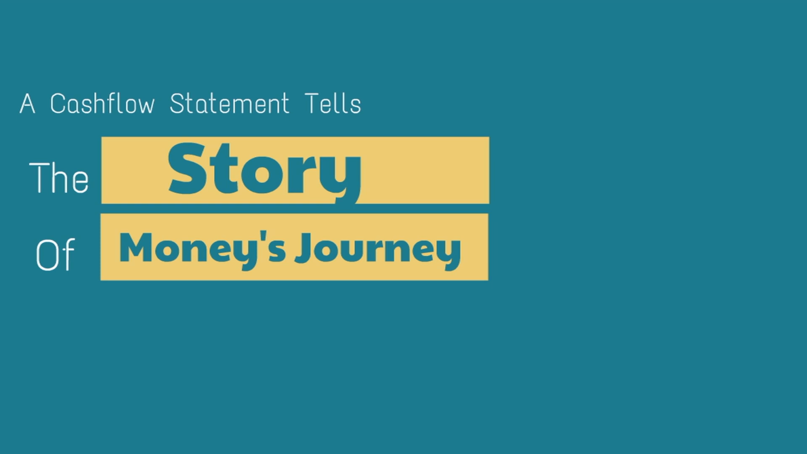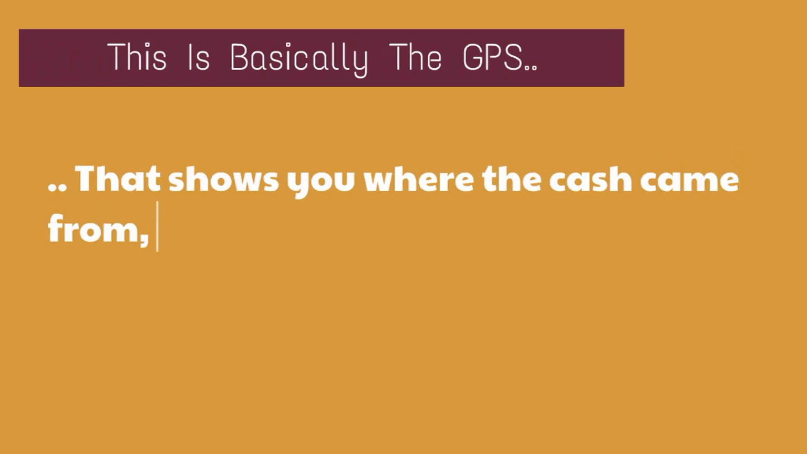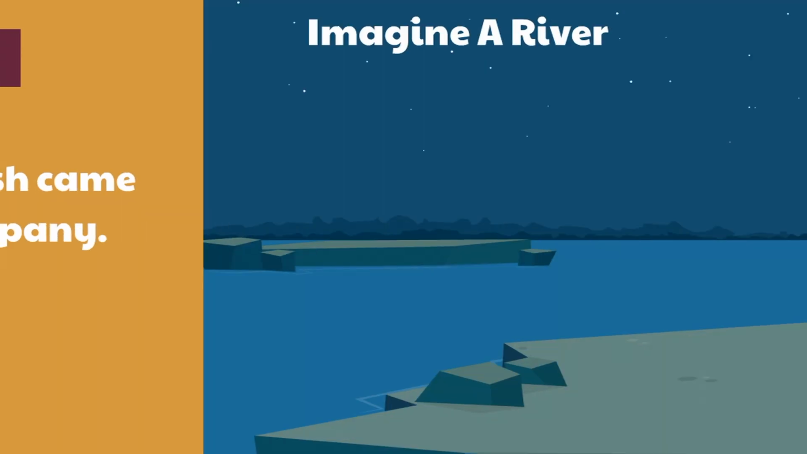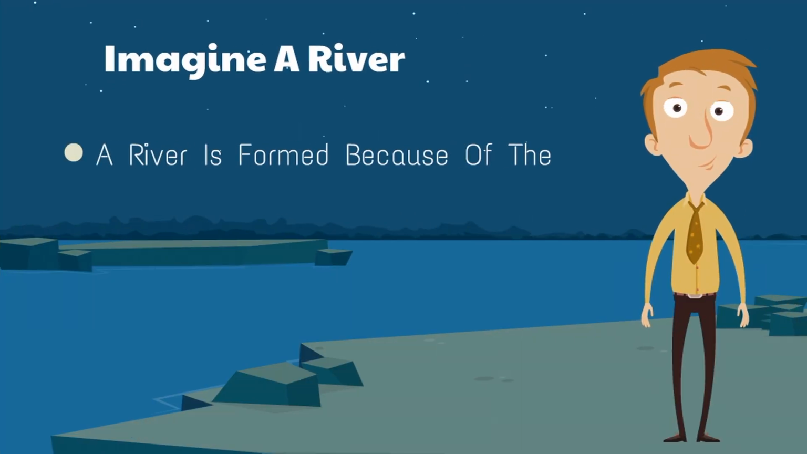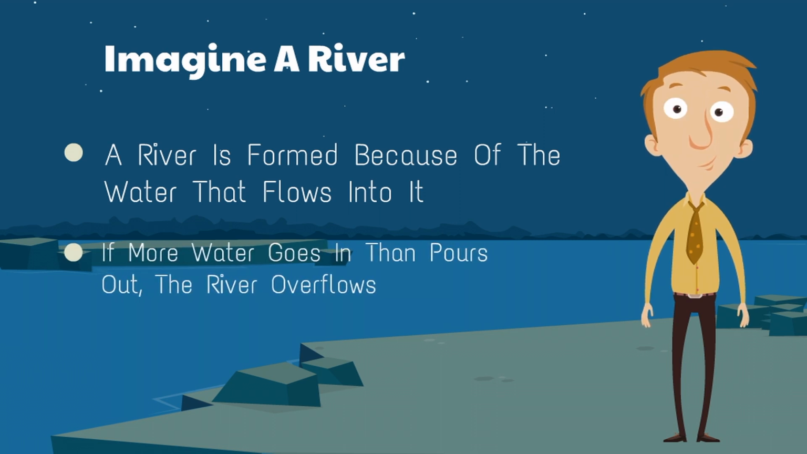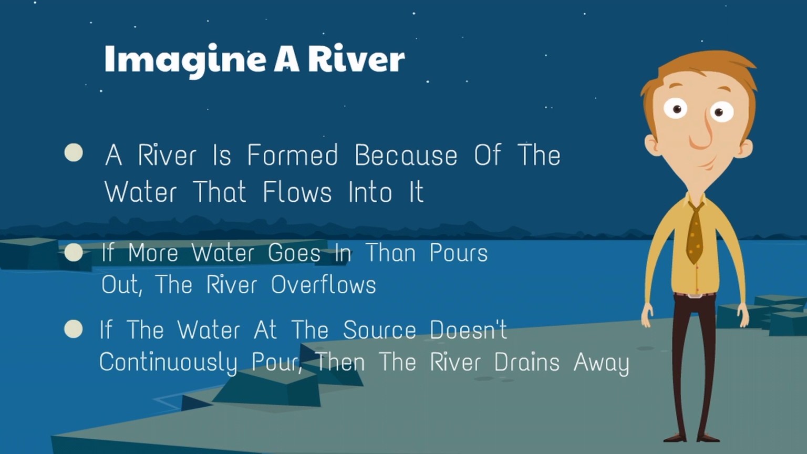A cash flow statement tells the story of money's journey into and out of your business. It is basically the GPS that shows you where the cash came from and how it left your company. To think of it another way, imagine a river. A river is formed because of the water that flows into it, but it also pours out at the same time into the sea. If more water goes in than pours out, the river overflows. And if water at the source doesn't continuously pour, then the river drains away.